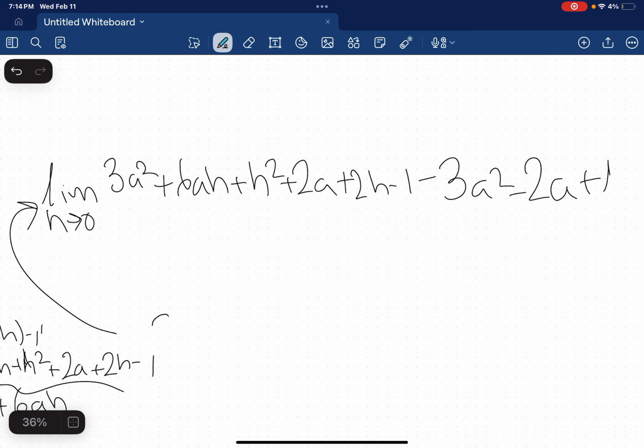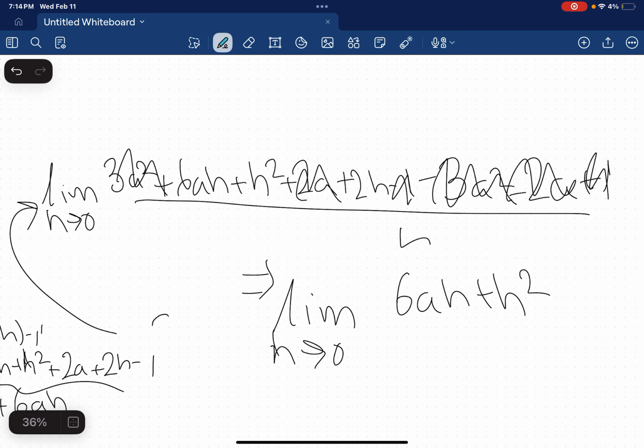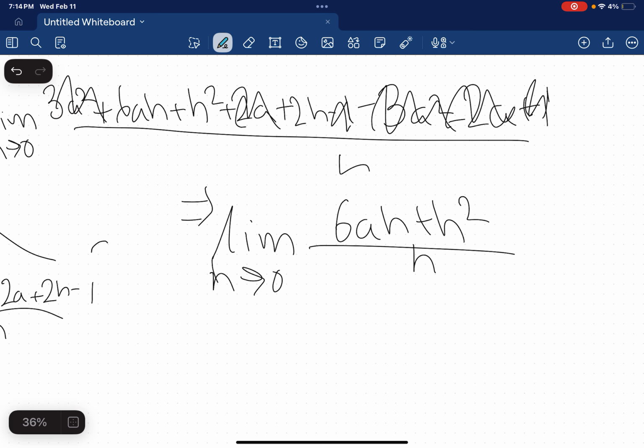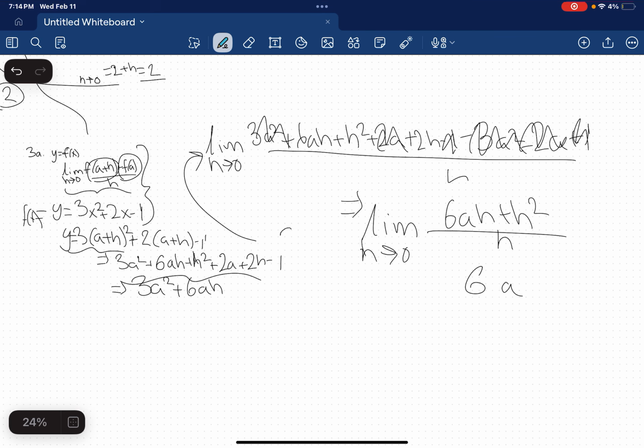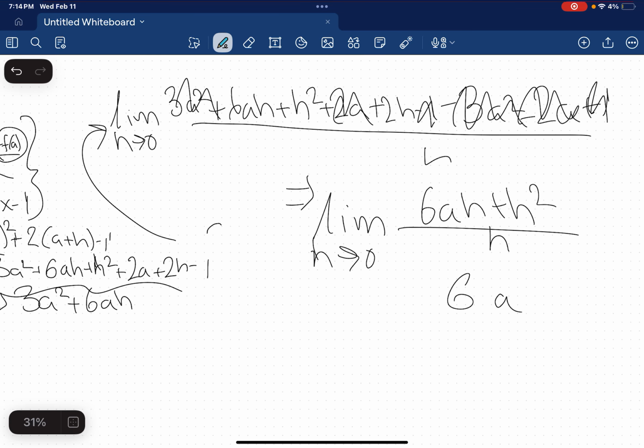Okay, now we start canceling out terms. Oh, that divided by h. Okay, so this cancels out, that cancels out. What else? This cancels, that cancels, that cancels, that cancels. So we're going to get the limit as h approaches 0 of 6ah plus h squared divided by h. Hey, look at that. That divides pretty nicely. So we get 6a. Wow, that's not working. Wow, I think I did my math wrong.